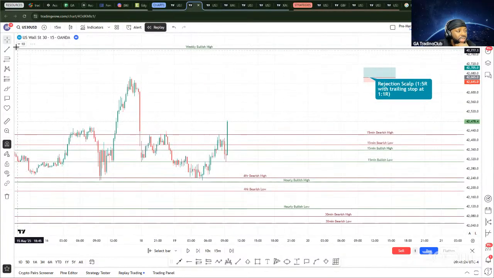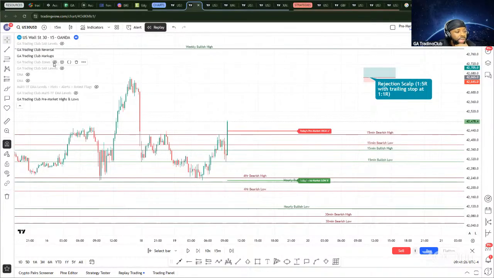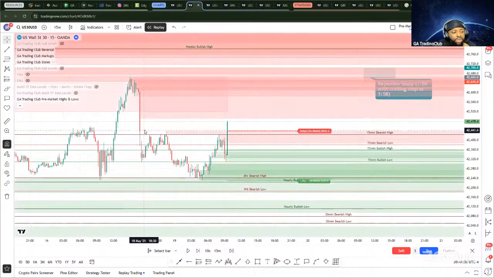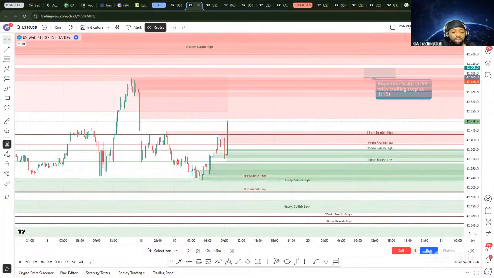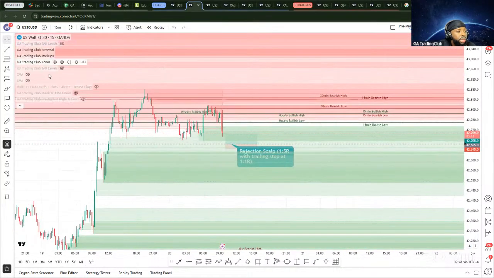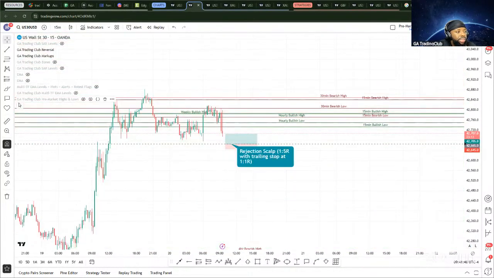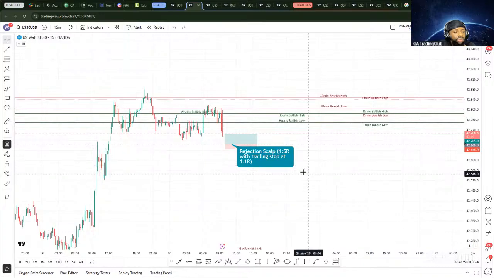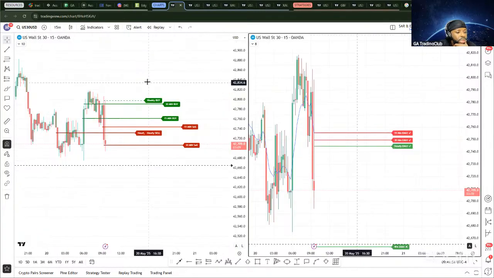And this was actually, unfortunately, or fortunately, I didn't catch it, but this would have ended up as a loss because here we did have a supply zone. We did have a bearish order block, but this pre-market high for yesterday would have ended up in a loss. So this week, yesterday's rejection scalp for the pre-market high and low would have ended up as a loss. But let's see how this particular one for today ends up.